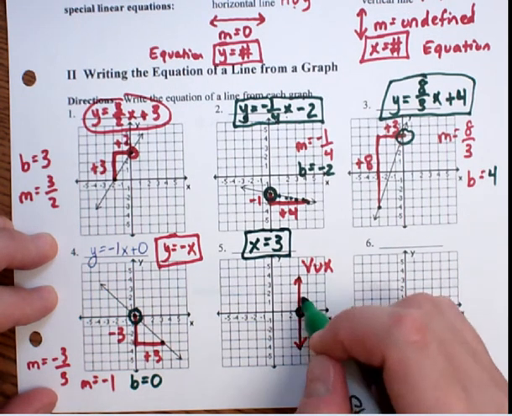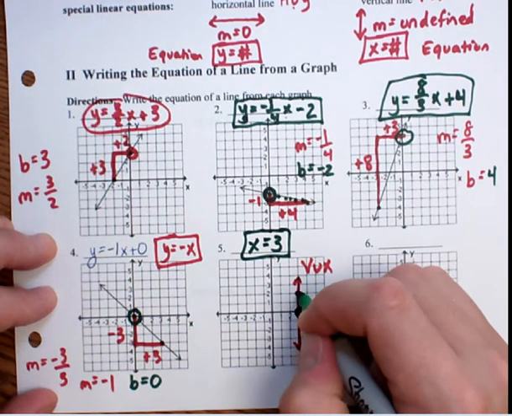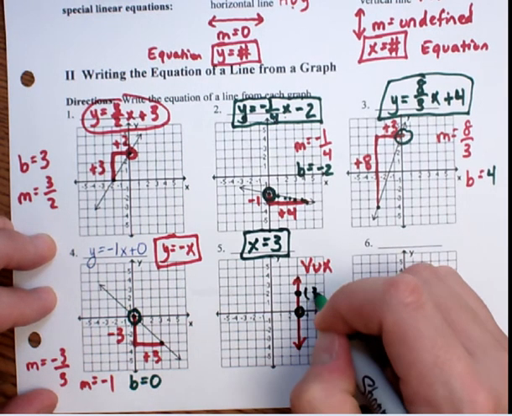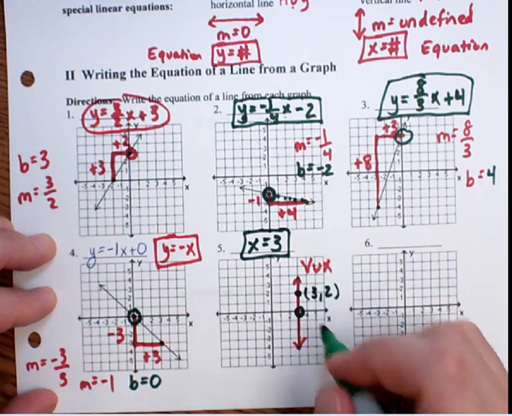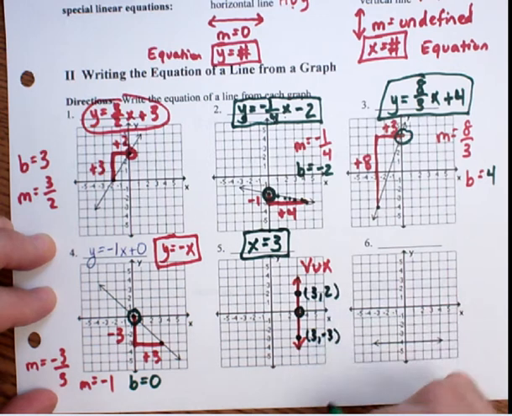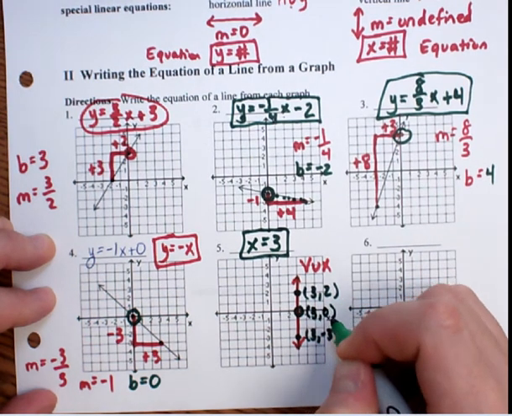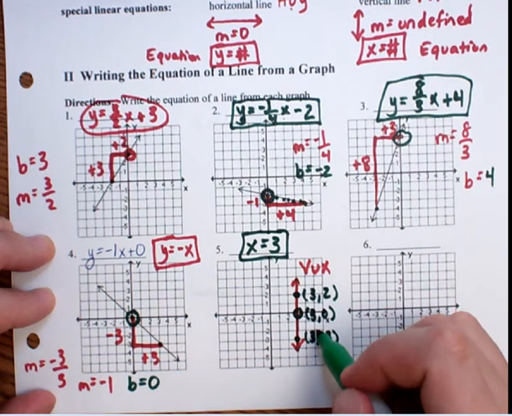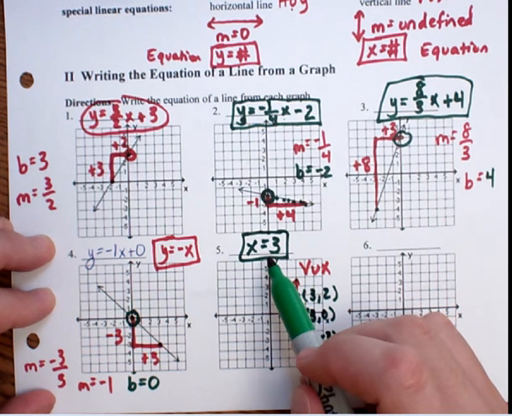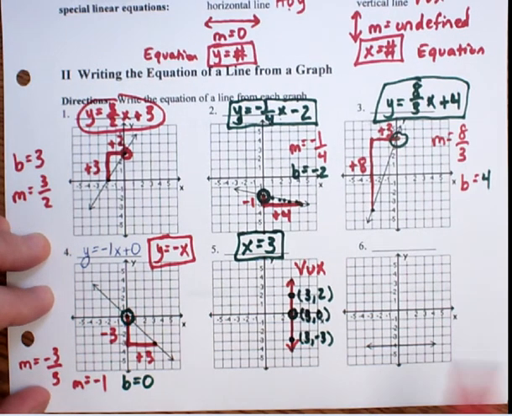That's it. That's the equation of the line. Every point has an x value of 3. If I take points here, for example, this is 3, comma, 2. This is 3, comma, negative 3. This was 3, comma, 0. Notice that the x value does not change. That's why it's a simple equation, x equals 3.